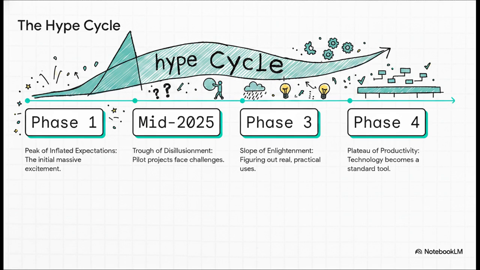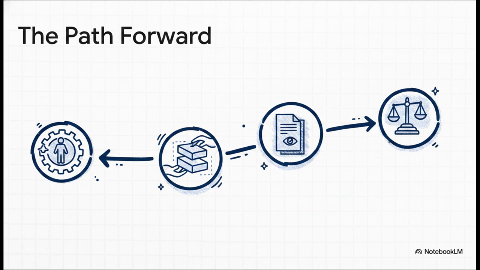We've just come off that huge initial wave, the peak of inflated expectations. Many experts think we're now heading into the trough of disillusionment. Now, that sounds bad, but it's actually a necessary phase where the hype cools down and we start the hard work of figuring out how to make this technology really useful and reliable. So, how do we get through that trough and build something truly valuable?